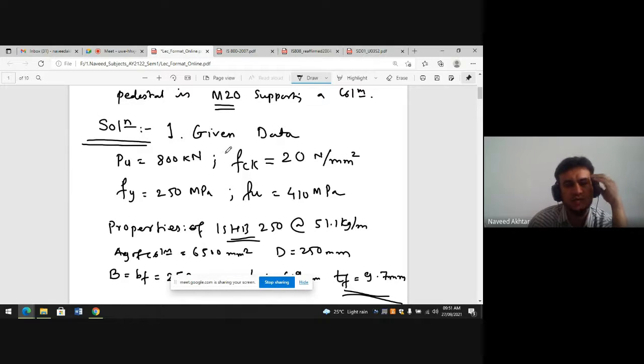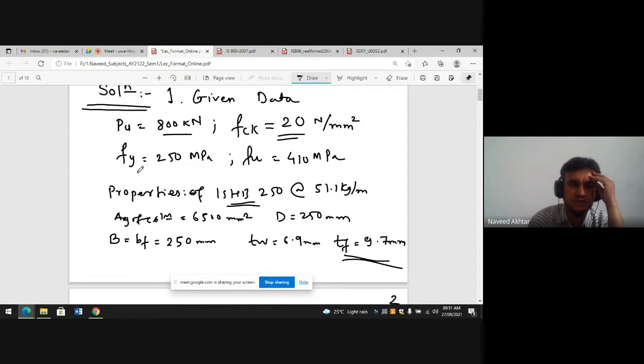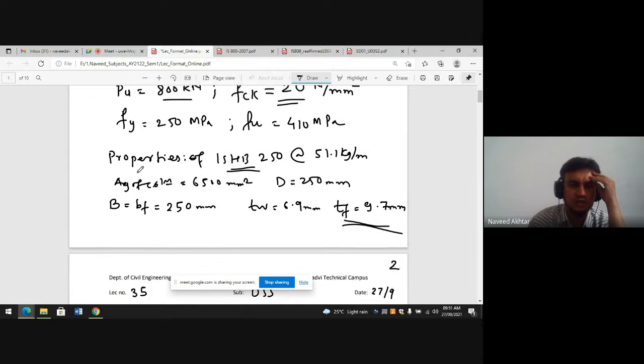We have written the given data. Load is given as 800 kilonewton. Characteristic compressive strength, the grade of concrete, is 20 Newton per mm square. Fy is 250 MPa and Fu is 410 MPa. We have to write down the properties of ISHB 250 at 51.1 kg per meter.